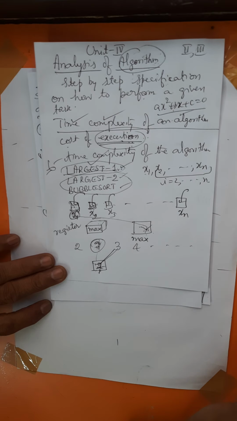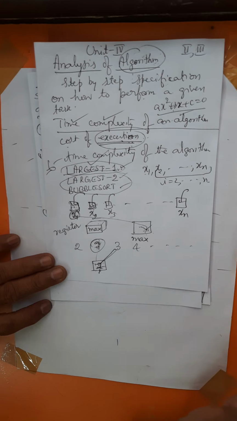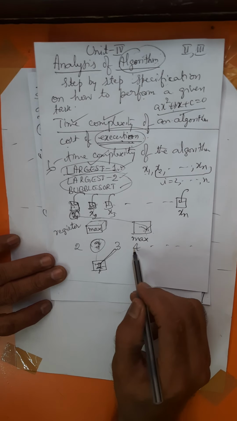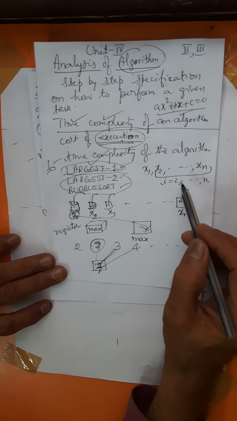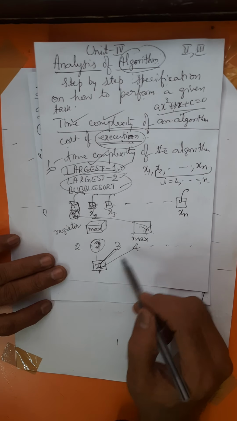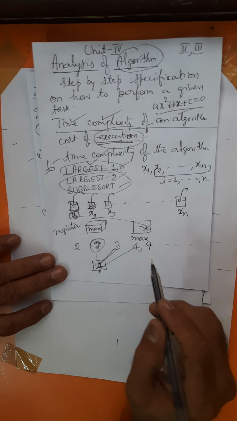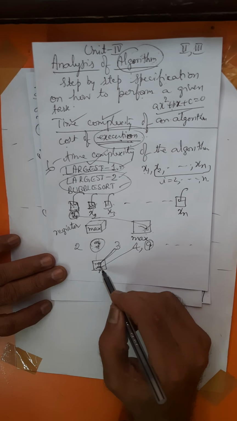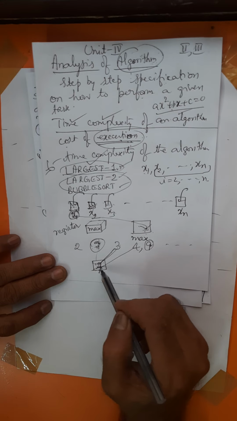Compare 7 and 3. 3 is smaller, 7 is larger. Don't do anything. No shifting required. Next, compare 7 and 4. x1, x2, x3, x4, up to xn. 4 is smaller than 7, so do nothing. Suppose the next value is 9. While comparing 9 and 7, 9 is larger than 7. So you shift 9 to the register max.